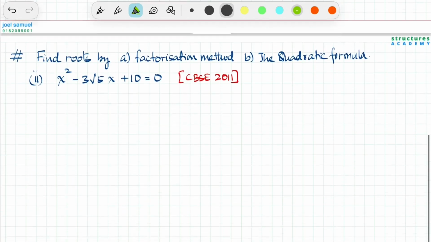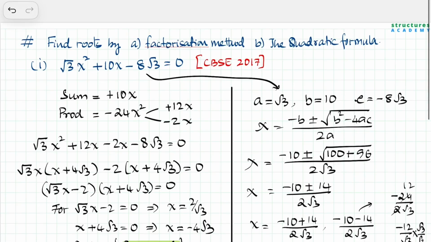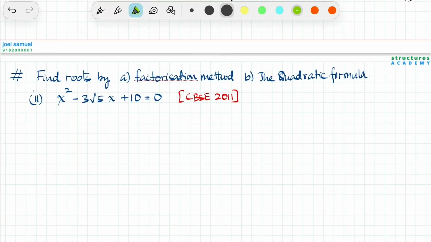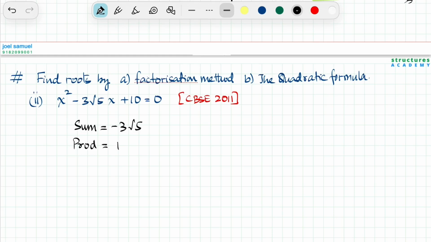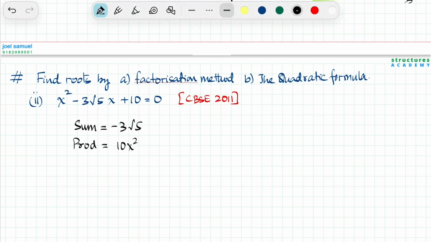Alright, let's look at another question. In this quadratic equation, we have the square root term in the middle. In the previous one, if you notice, the square root terms were on the first and the third terms. Here we can notice that the sum is minus 3 root 5 and the product is 10x square, positive. Now we have to find the factors of 10x square such that when we algebraically add them, we should get minus 3 root 5x.